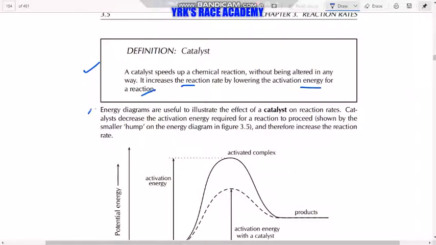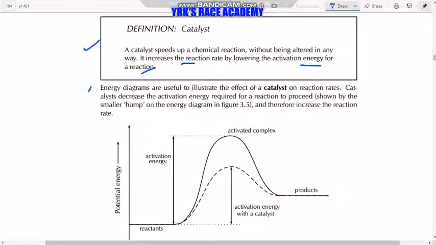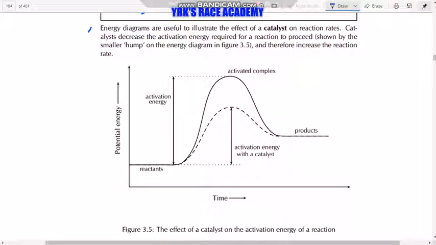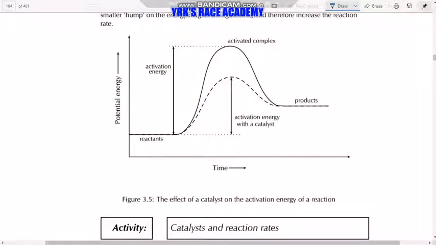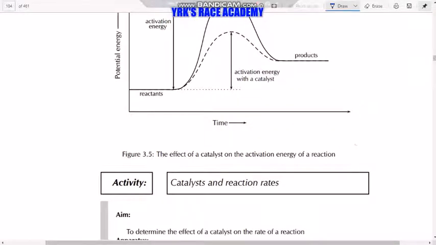The energy diagram also they will ask in the exam, that you can write like this. It is useful to illustrate the effect of catalyst on reaction rates. A catalyst decreases the activation energy required for a reaction to proceed, shown by a smaller hump in this diagram. Therefore, it increases the rate of reaction. See, in the absence of catalyst, a thick line is there, and in the presence of catalyst, a dotted line is there. Thus, activation energy definitely decreases in the presence of catalyst. So this is called the effect of catalyst on the activation energy of a reaction.